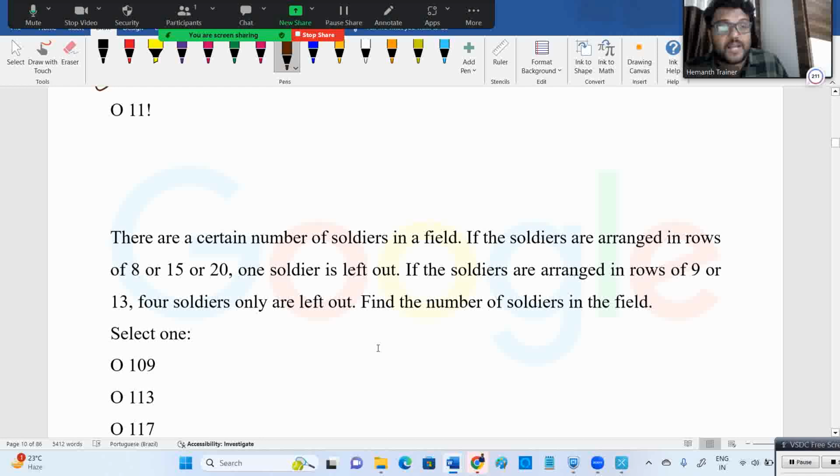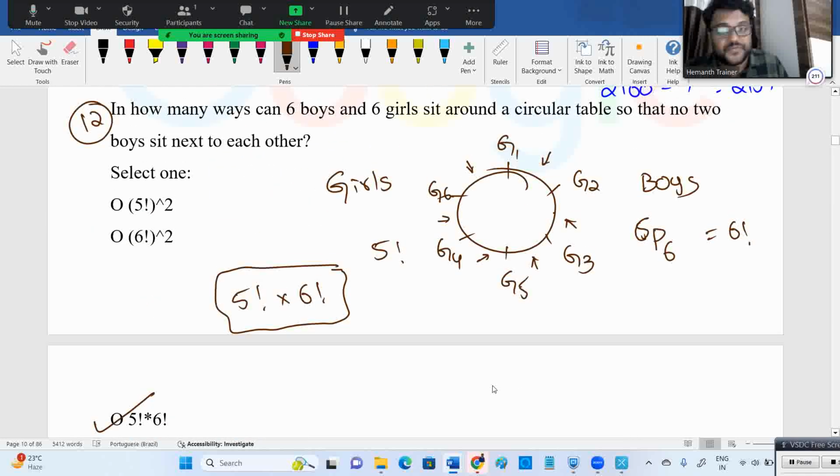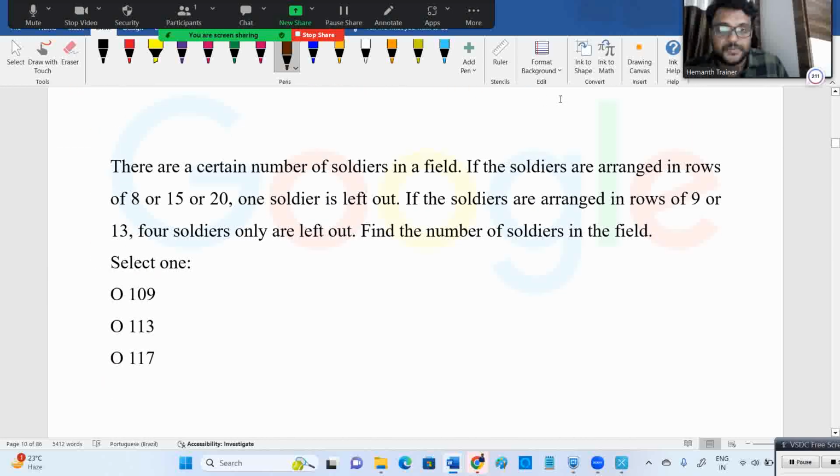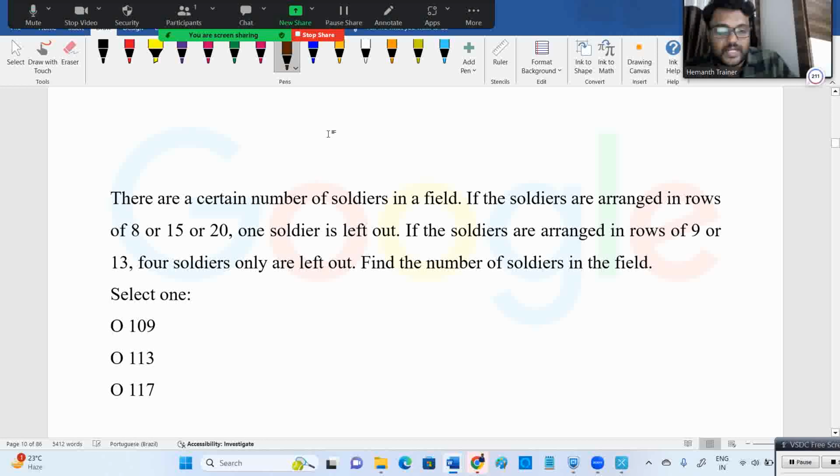If it were a normal linear permutation, 6 factorial times 6 factorial would come. If it is not a circular table, it is 6 factorial times 6 factorial, and option B would come, but this is a circular table. Check it out. And see this 13th question.